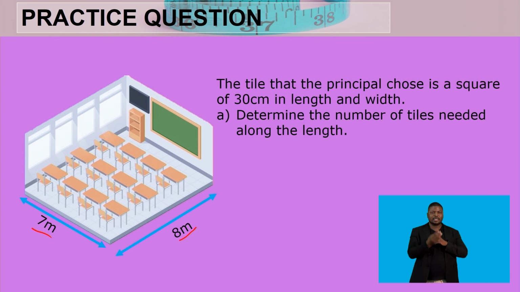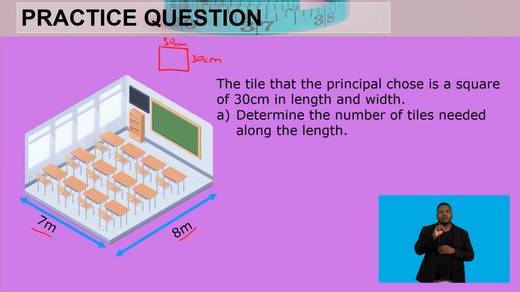Question 1 says, the tile that the principal chose is a square of 30 centimeters in length and width. So if we were to draw the tile separately, let's assume that this is a square. It means the length of the tile is 30 centimeters, and the width is 30 centimeters. And then question A says, determine the number of tiles needed along the length. So if this is the length and we want to put a tile here, how many of these tiles will be required along this length? So what do we then do?